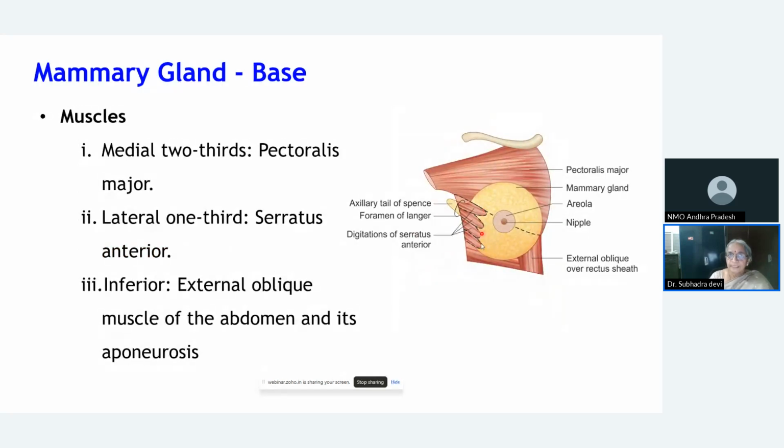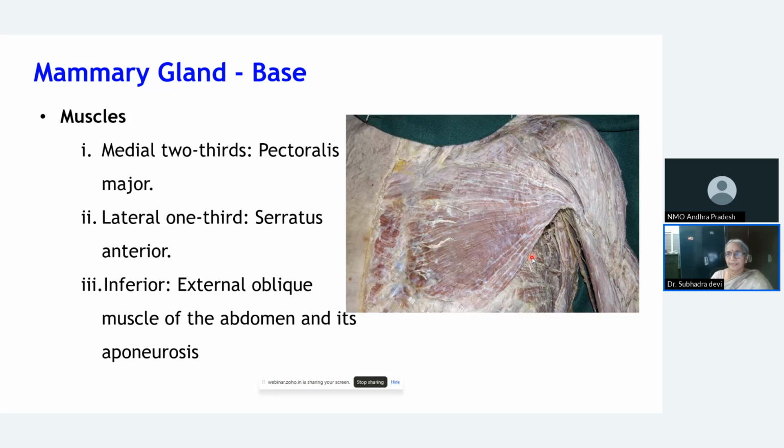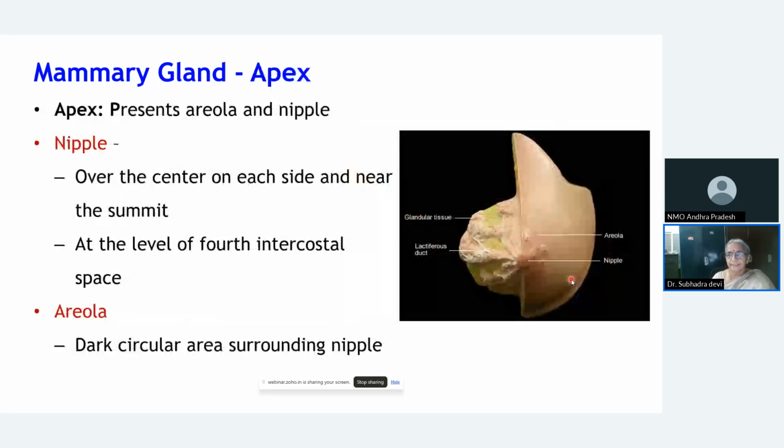Then the muscles it is related to, the base. So pectoralis major two-thirds and serratus anterior lateral one-third. Inferiorly, you can see the external oblique muscle of the abdomen and its aponeurosis are related to it. And this is the dissection. You correlate it with the pectoralis major and serratus muscle, you are able to see in this one.